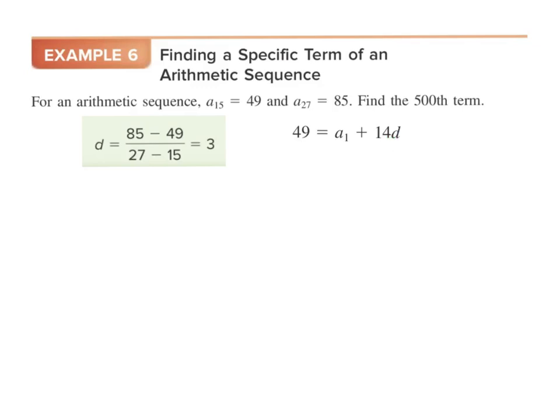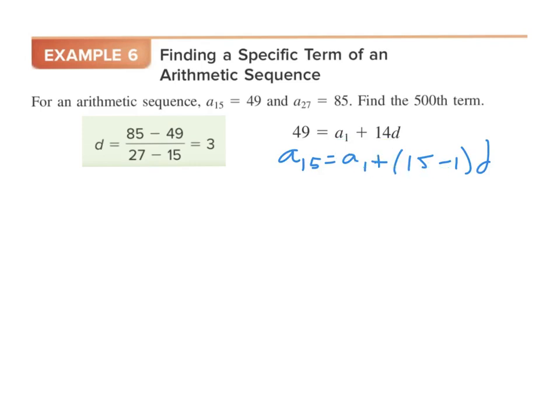So this is really A15. I'm using my formula: A sub 1 plus 15 minus 1 times D. So that's where this came from. A15 is 49. We're going to solve for this. 15 minus 1 is 14.